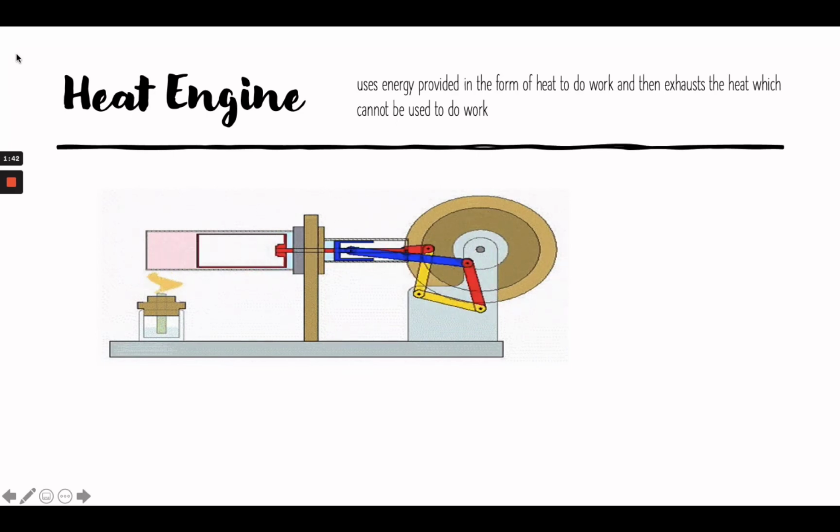A heat engine is an engine which uses energy provided in the form of heat to do work and then exhausts the heat which cannot be used to do work. Heat engines move energy from a hot place to a cold place and divert some of that energy into mechanical energy. The most familiar example of a heat engine is the engine of a car, but most power plants like coal, natural gas, and nuclear are also heat engines.